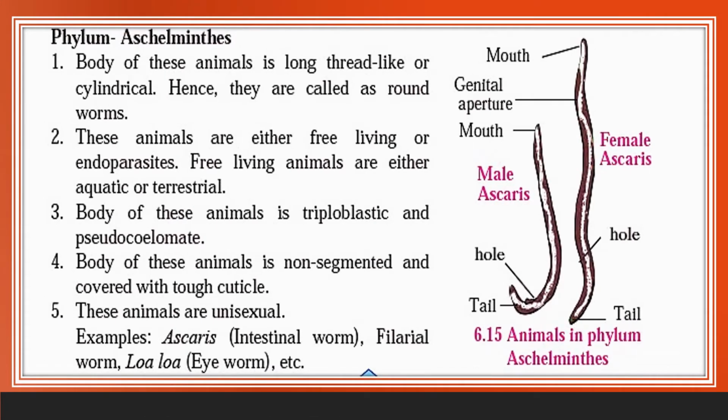Now the next phylum is Aschelminthes. The body of these animals is long, thread-like or cylindrical. Hence they are called roundworms. These animals are either free-living or endoparasites. Free-living animals are either aquatic or terrestrial, and the body of these animals is triploblastic and pseudocoelomate. The body is non-segmented and covered with a tough cuticle. Also these animals are unisexual. For example, Ascaris, that is the intestinal worm, and the filarial worm, Loa loa, which is also called the eyeworm, etc.